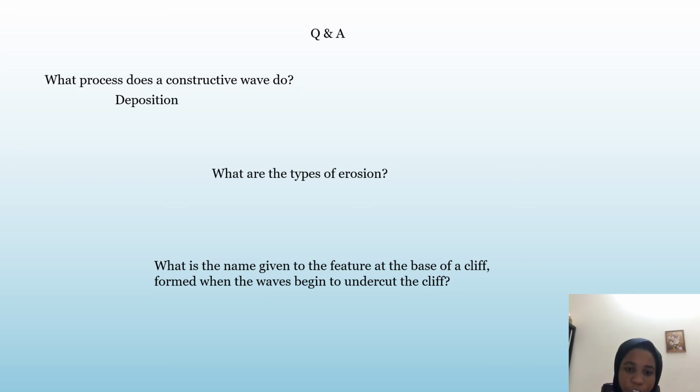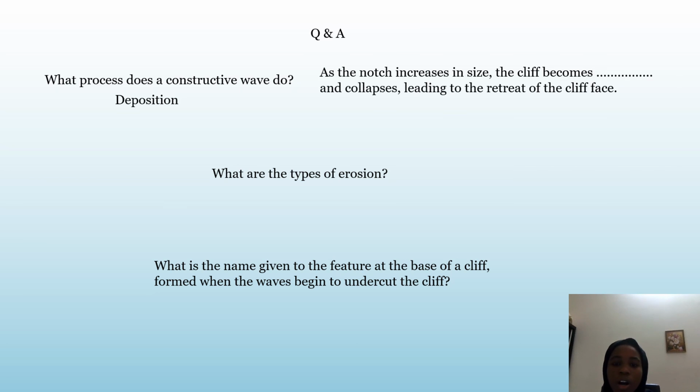What is the name given to the feature at the base of a cliff formed when the waves begin to undercut the cliff? It's a wave-cut notch. It's formed by erosional processes such as abrasion and hydraulic action. This is a dent in the cliff, usually at the level of a high tide. As the notch increases in size, the cliff becomes unstable and collapses, leading to the retreat of the cliff face. It becomes unbalanced and it can't be stable by itself, so it eventually falls.